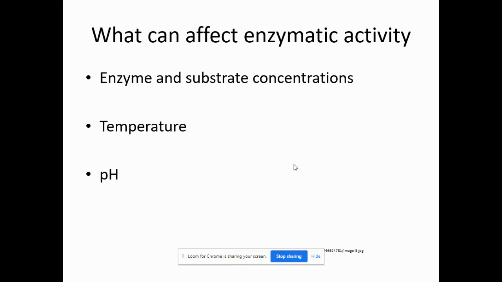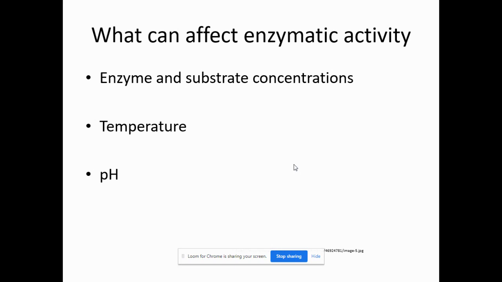Vice versa, if you increase substrate concentrations to increase enzymatic activity, all right, then that's fine. But eventually, all those enzymes that are kept at a constant level are going to be busy. They're going to be full of substrates, and so there won't be more enzymes to convert the substrates into products. And in that instance, the enzyme is the limiting factor.